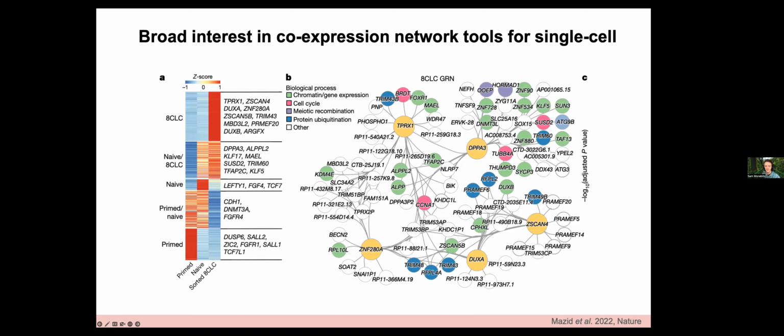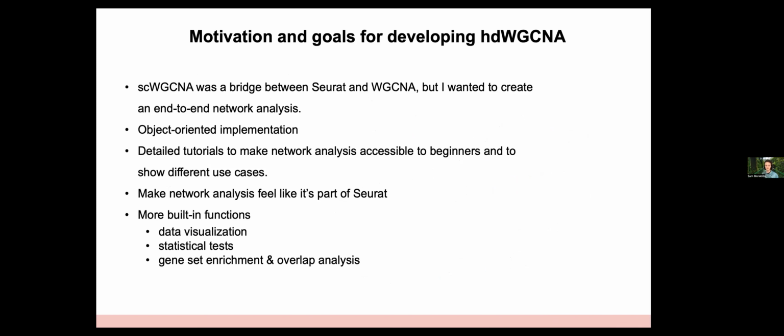But this paper that I saw in Nature did use scWGCNA. Of course, these plots look very different than the ones I showed here. That's because the original scWGCNA didn't include any plotting scripts, so it left all the plotting up to the user. This brings me to the motivation and goals for developing hdWGCNA. As I was saying, scWGCNA was merely a bridge between your single cell data and WGCNA, but I wanted to create a more end-to-end analysis framework.